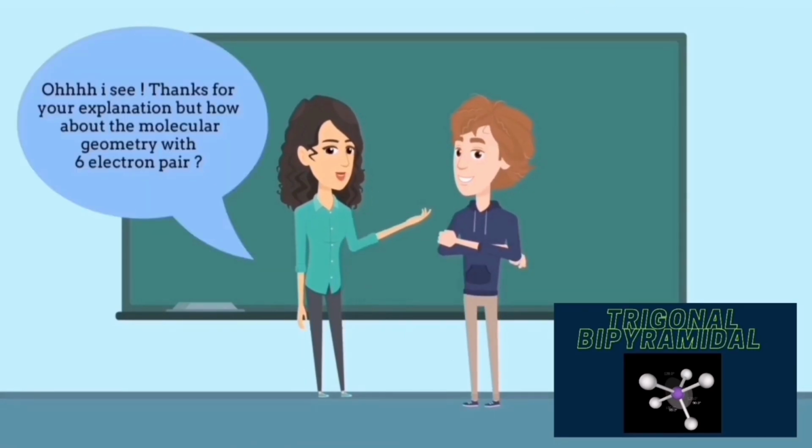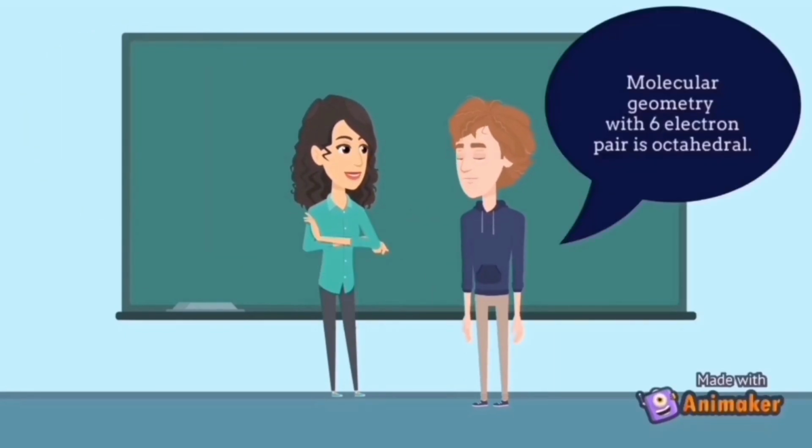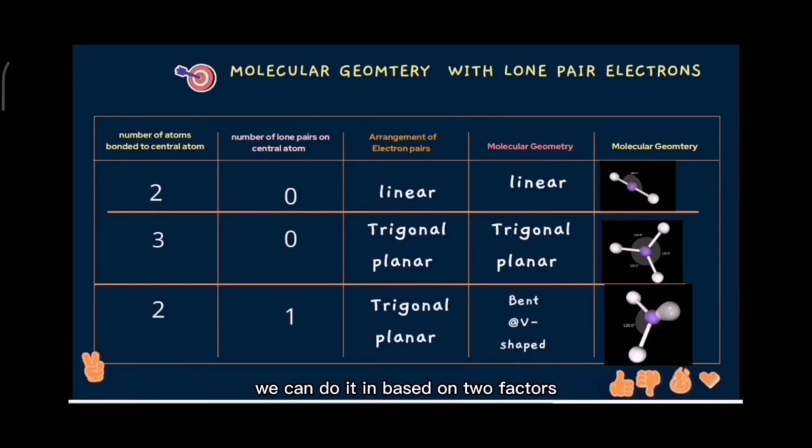Oh, I see. Thanks for the explanation, but how about the molecular geometry with 6 electron pairs? Molecular geometry with 6 electron pairs is octahedral. Oh, okay then. So let me introduce you to the several types of molecular geometry when bonding pairs interact with lone pairs. To identify molecular geometry, we can do it based on 2 factors. One is the number of bonding pairs, while the other is the number of lone pairs. The presence of lone pairs will disrupt the system, causing the shape to change. The arrangement of electron pairs will be different from the molecular geometry.